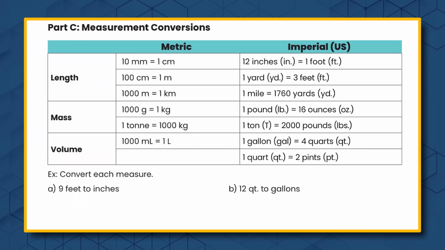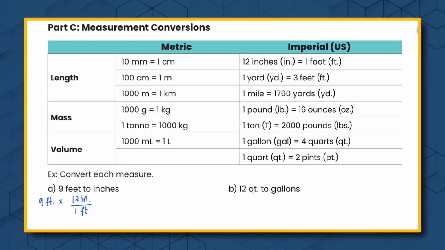In the first example, A, we want to convert 9 feet into inches. So how do we do that? Let's take 9 feet, and now I want to multiply it by the conversion factor. If we take a look in our chart, we see that there are 12 inches for every foot. I know that there are 12 inches in every foot.